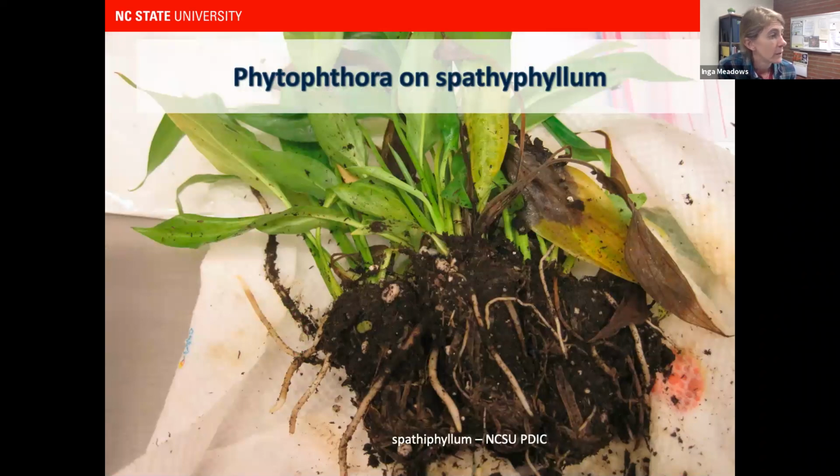Phytophthora on spathiphyllum causes a root rot. You can see the discolored roots there at the bottom of the picture. There's also a lesion spreading up the leaf that you'll see in the top right of the picture, but generally it's a root rot symptom.